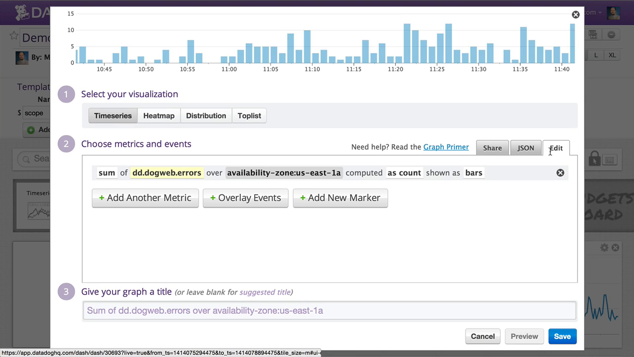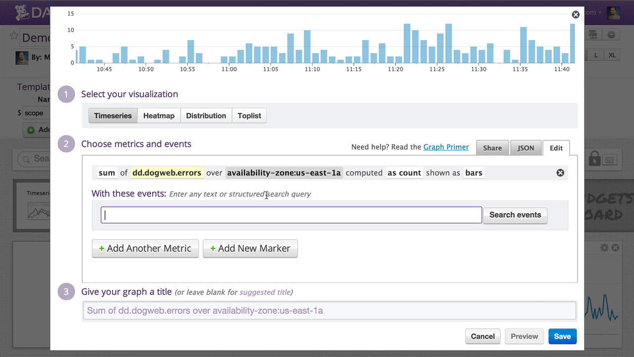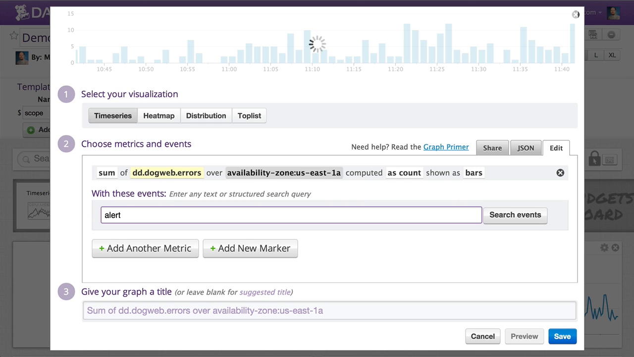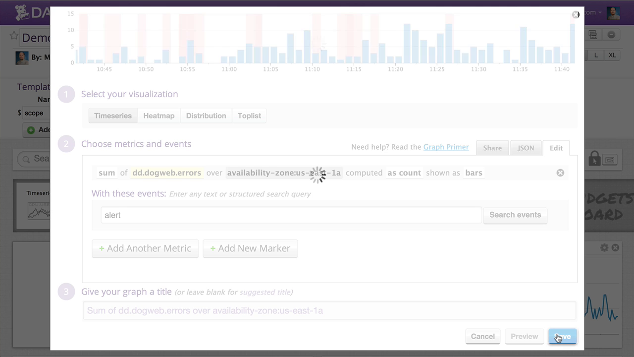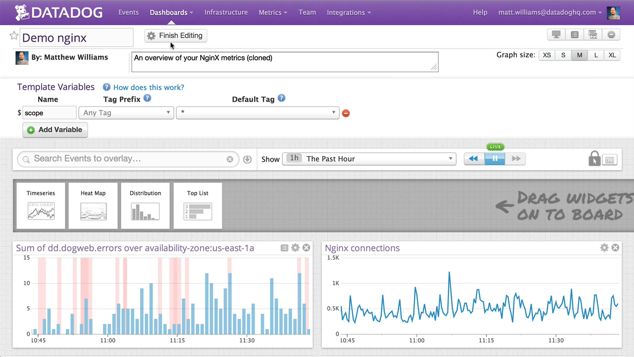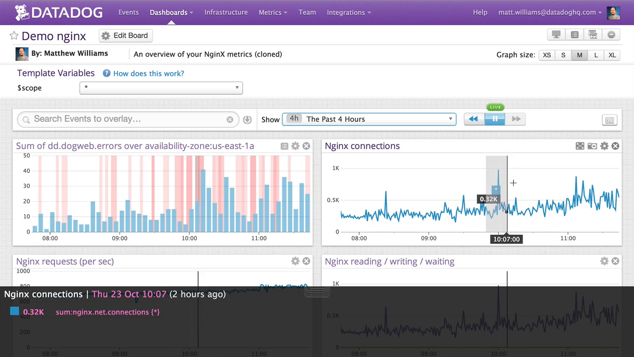Anyone who's been monitoring systems for any length of time knows that the metric data points alone don't tell the entire story. Sometimes you need to visualize the key events at the same time. We make it easy to overlay those events on your dashboards so that you can get the full context of the situation quickly and easily.